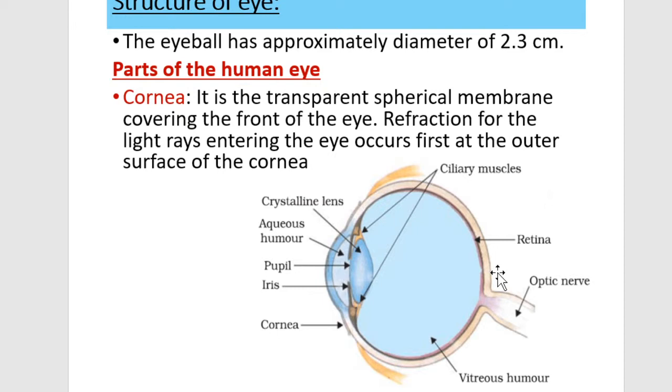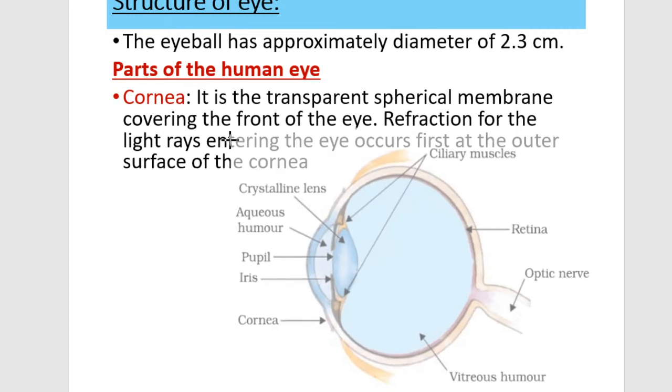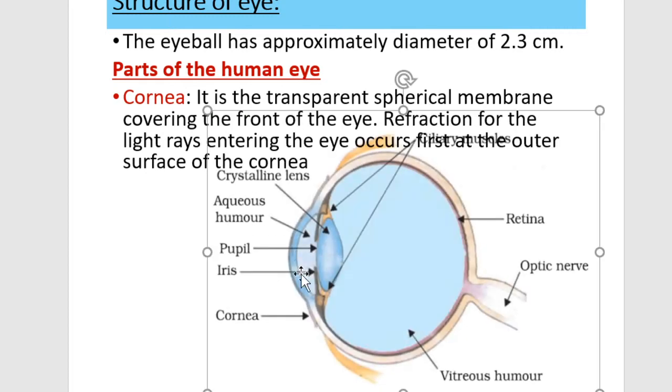And what is the diameter of this eye? Approximately, the diameter of our eye is 2.3 centimeter. Now the human eye has various parts. To show you the first part, let's first talk about the cornea. Let me just enlarge this eye. So this is the cornea.